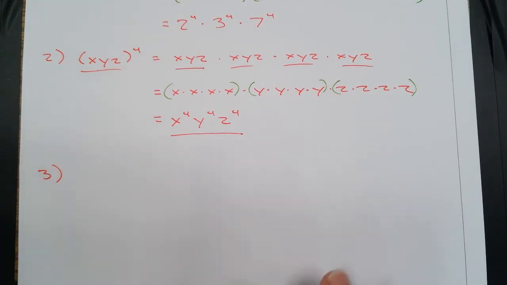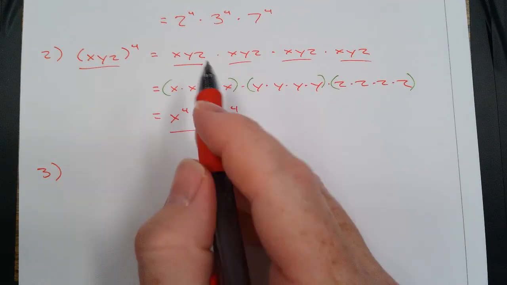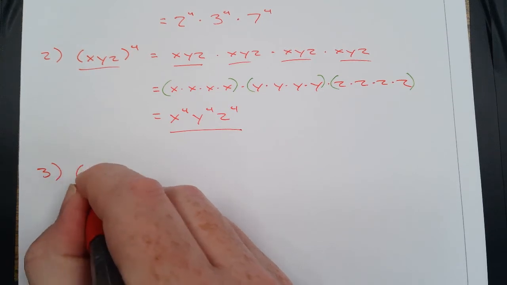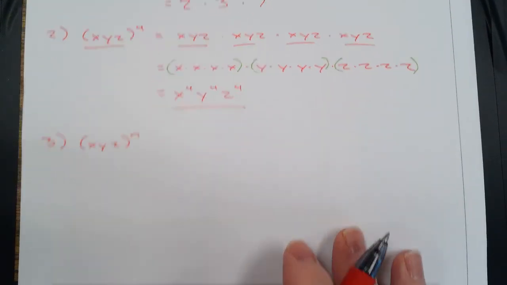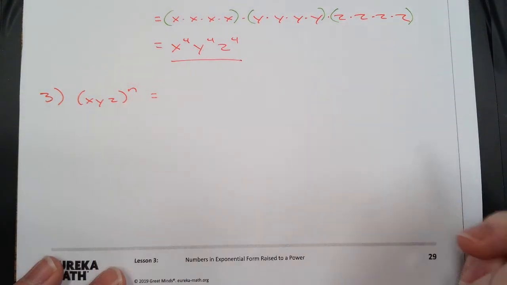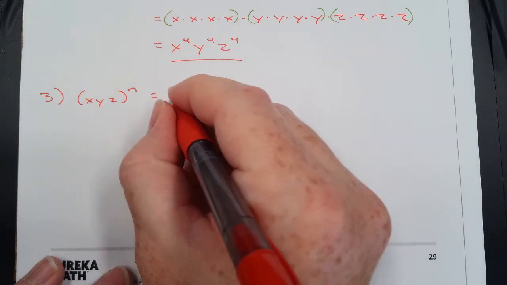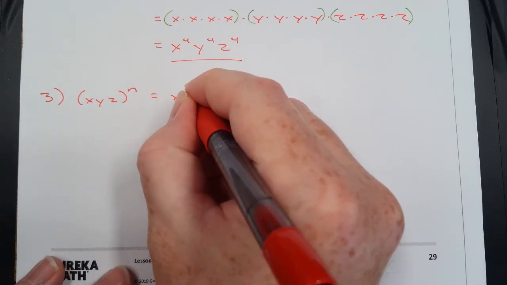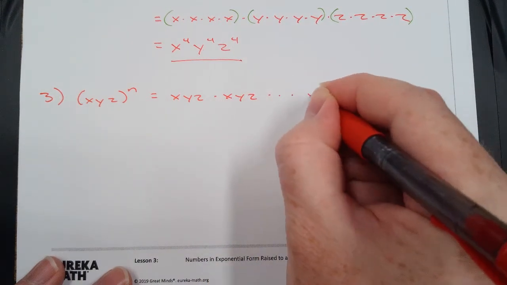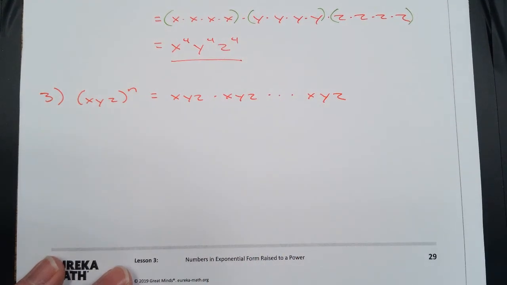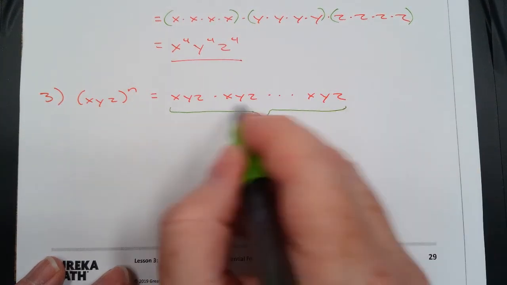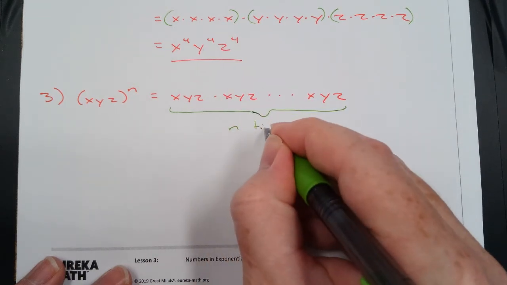For number 3, it's a little bit trickier because for number 2, I knew I had to do it 4 times. For number 3, the exponent is n, so it's an unknown. It's a variable amount of times. But this is where the dots help us, because I'm just going to do xyz times xyz times xyz. That's super helpful when you don't know things. We just say, well, how many times are you going to do this, Mr. Baylor? I'm just going to write n times.